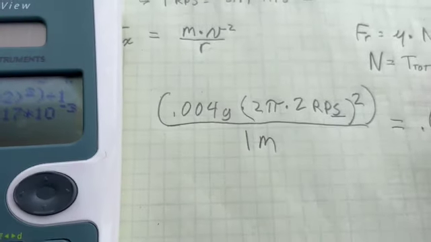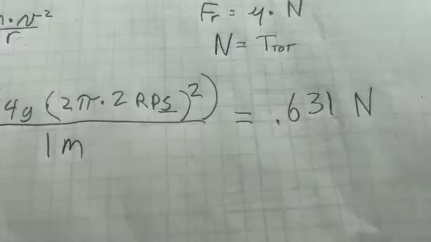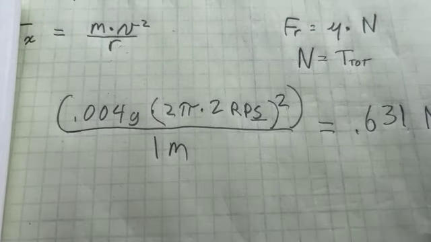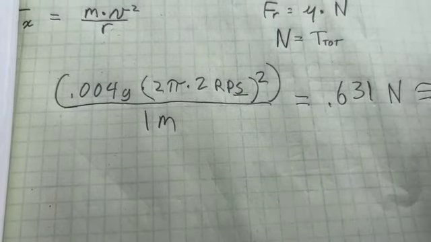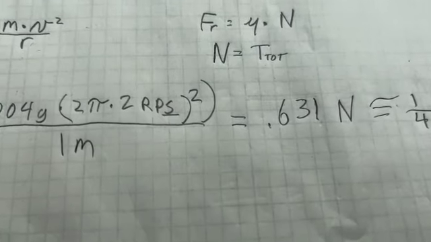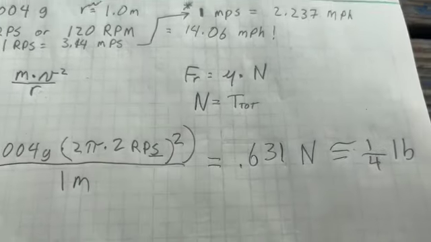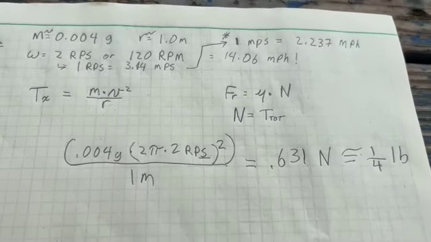And that's newtons. 2.2 newtons equals a pound. So we're looking at approximately a quarter pound. And we'll see why that's significant in just a moment. Okay, so we're just calculating the tension.